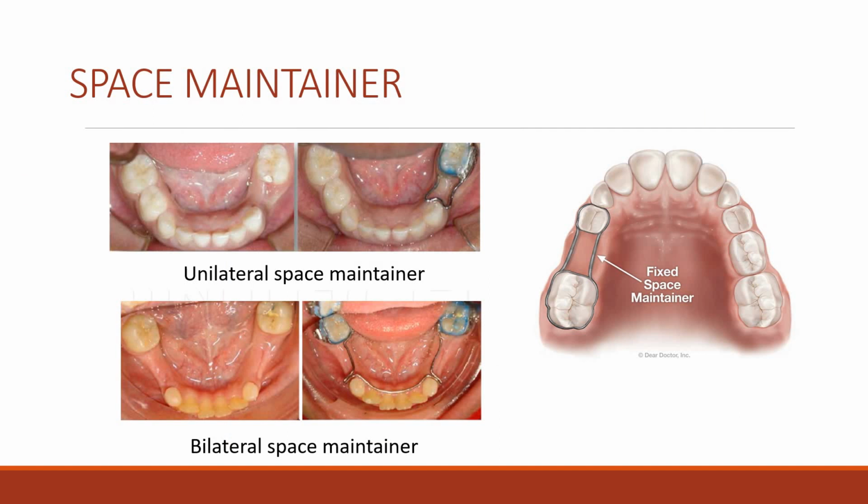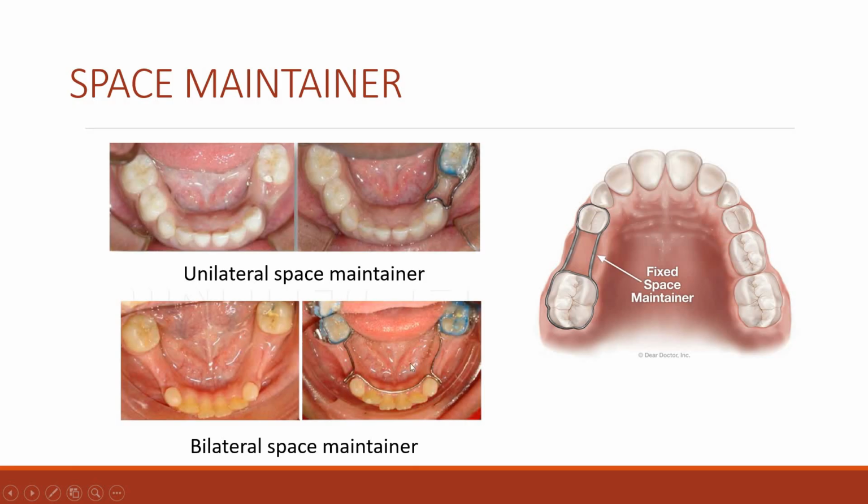There are numerous types of space maintainers available in orthodontic practice. They range from the very simple to those with numerous bands and wires. They can be constructed differently and used in different parts of the mouth. They can be unilateral and bilateral. They can be a removable space maintainer or a fixed space maintainer, as you see here in the picture.